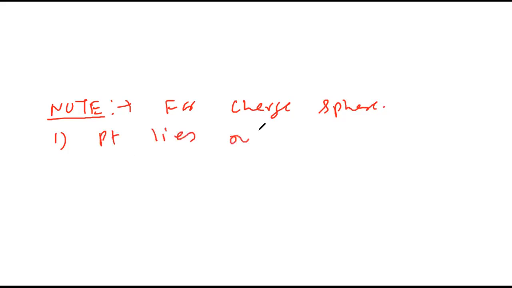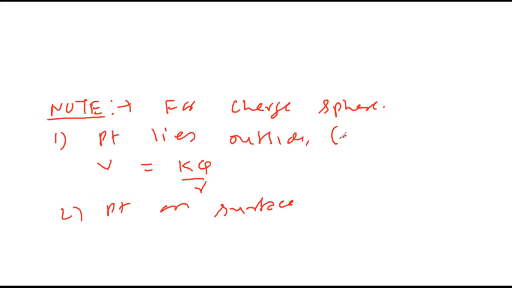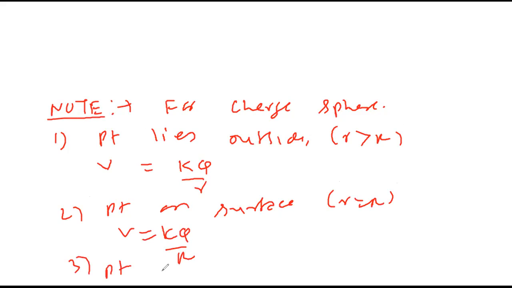Then note down all three formulas for a charged sphere. First, point lies outside: V is kq by r. Point on the surface: V is kq by capital R. Point inside, r less than R: V is the same, kq by capital R.